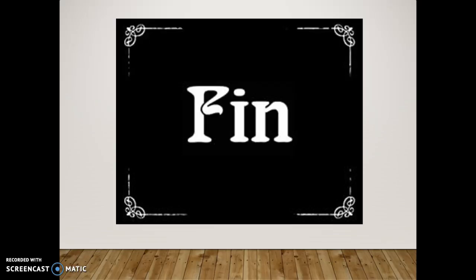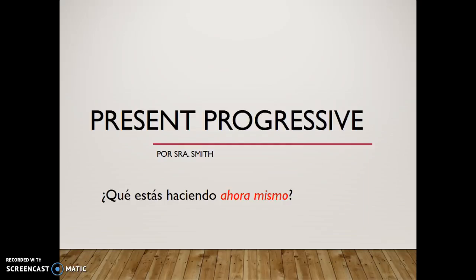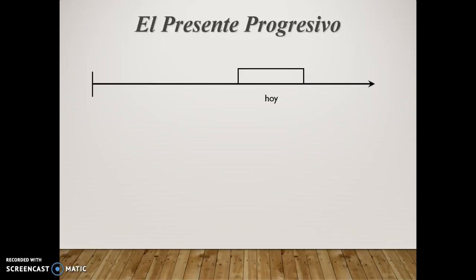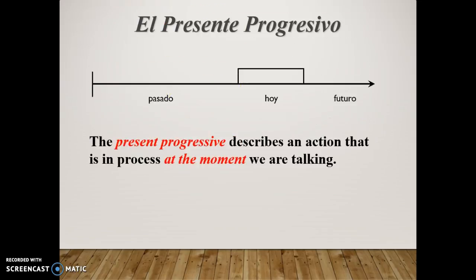If you have any preguntas, let me know. The next parte of this video is the present progressive, okay? So this is a different set of notes that you need to use. ¿Qué estás haciendo ahora mismo? What are you doing in this exact moment? So the present progressive describes an action that is in the process at the moment we are talking. It's something you are currently doing. For example, I am talking. Right now, in this current moment, I am talking.